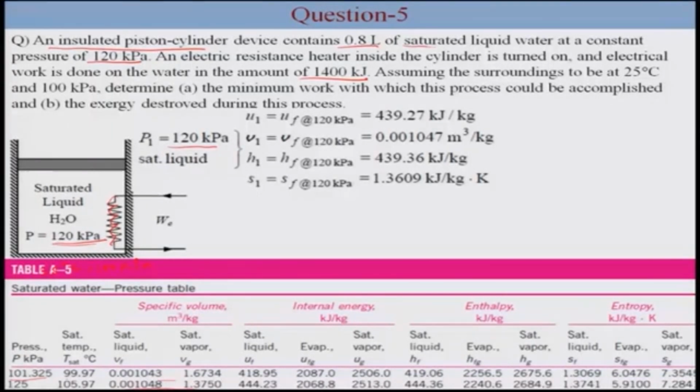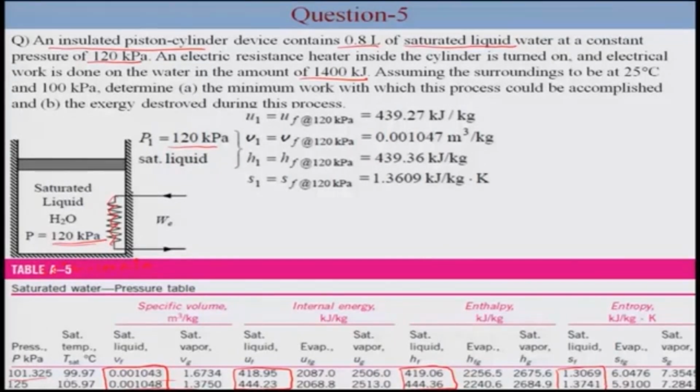As it is mentioned that this is a saturated liquid, all the values are obtained. U1 is obtained by interpolating between these two values for 120 kilopascal. Similarly, V1 is obtained by interpolating between these two values. Similarly, H1 is obtained from these two values and S1 from these two values. Other properties like HFG and SFG can also be calculated by interpolating if required.